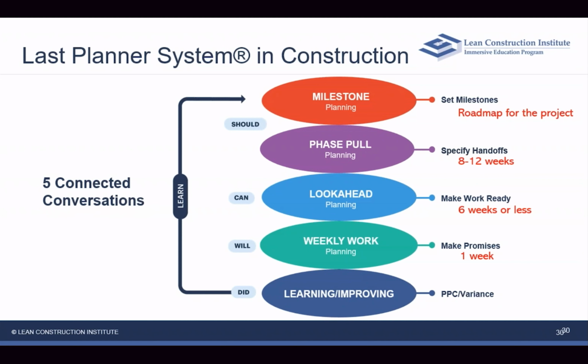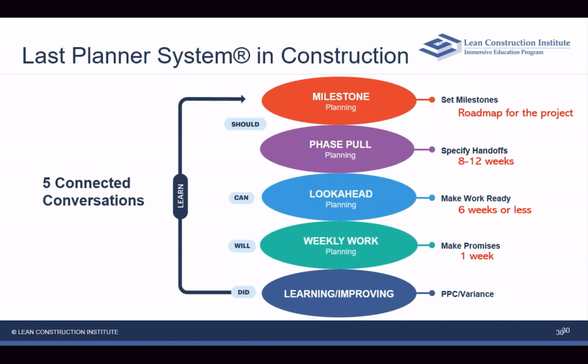It's that milestone planning is the roadmap for the project, and phase planning is happening at that 8 to 12 weeks, looking at chunks of work and what makes sense as a phase. Generally teams are finding that to be around 8 to 12 weeks, but the conversations that happen are going to use words like "should."